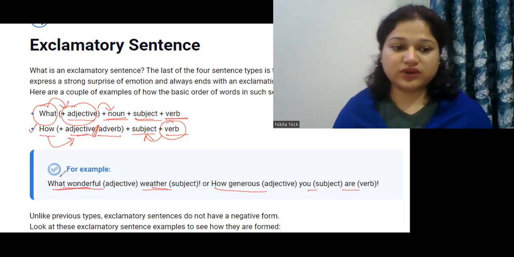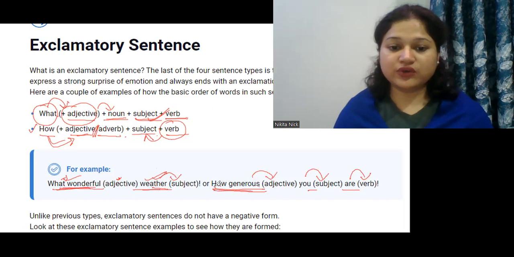So here in the first one, you're using what plus adjective, then subject and then verb: what wonderful weather. In the second one, how plus adjective or adverb plus subject plus verb. How generous: generous is the adjective, you is the subject, and are is the verb. Here weather is the subject, and you're saying what wonderful weather. But in the second sentence, how plus adjective plus subject plus verb. So how generous you are, what wonderful weather, like that.